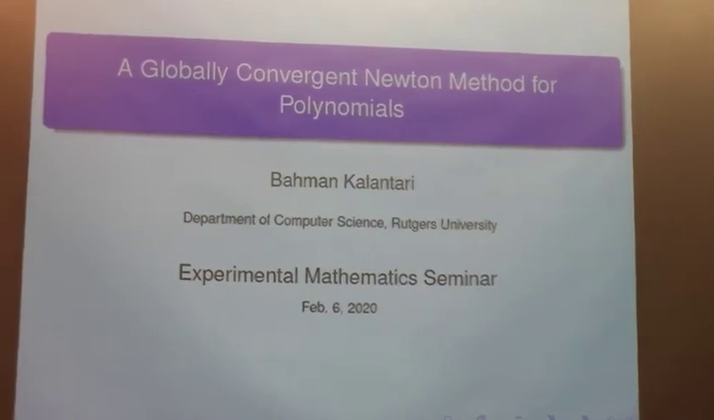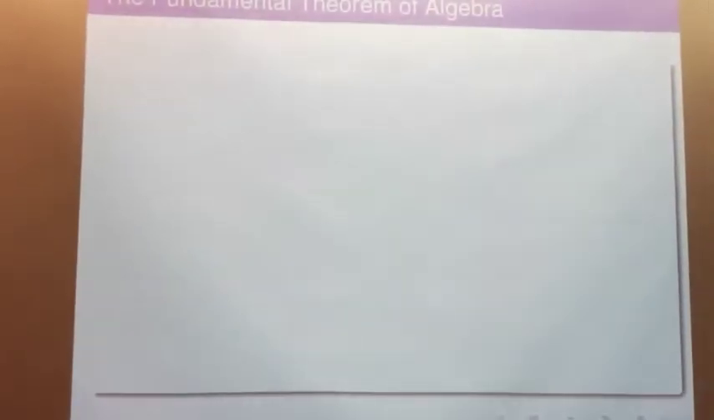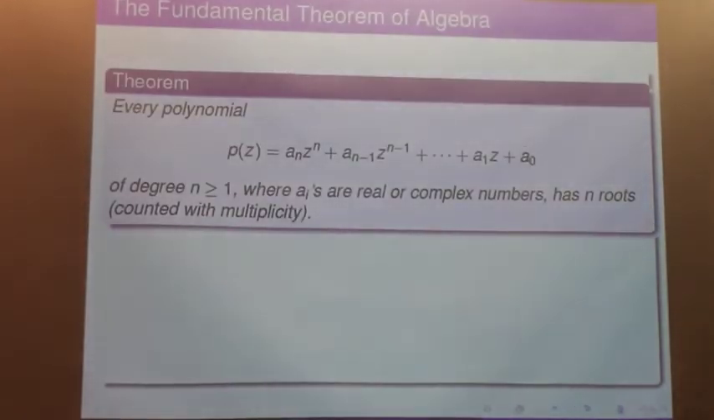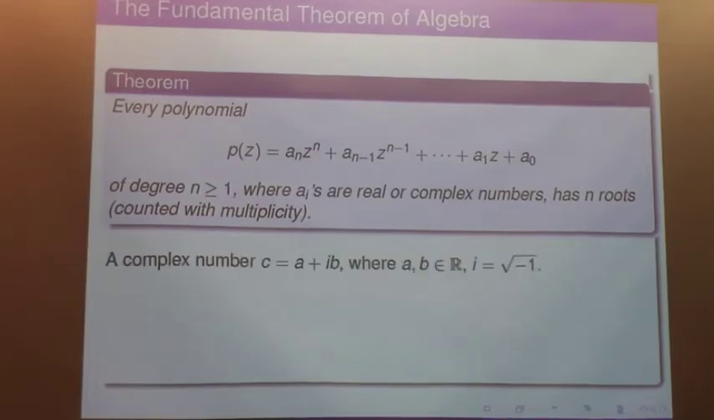So, Newton's method, everyone is, of course, familiar with. The first thing that comes before Newton's method is the fundamental theorem of algebra, that every complex polynomial of degree bigger than or equal to 1 has n roots. Degree n has n roots counted with multiplicity. I guess everybody knows complex numbers here are of this form.